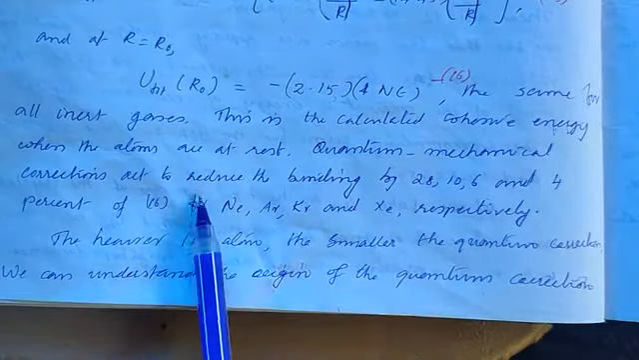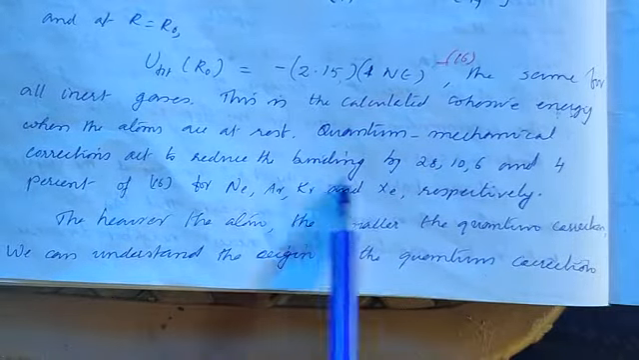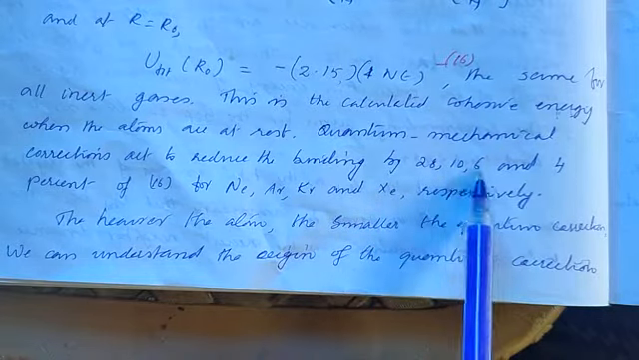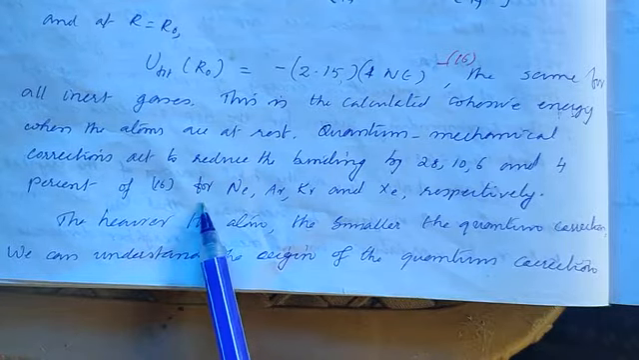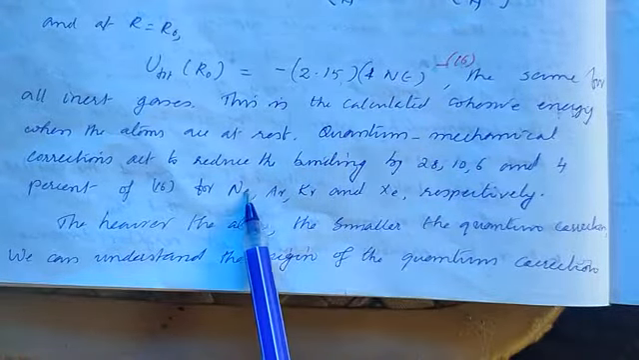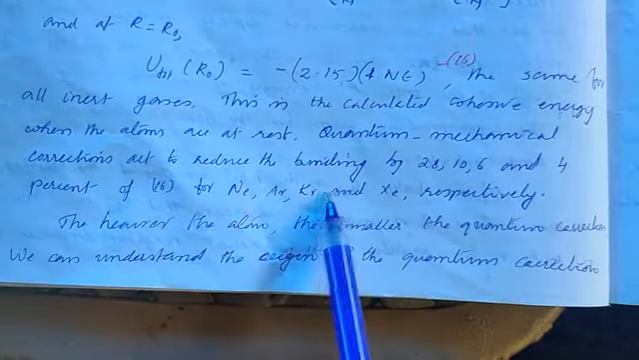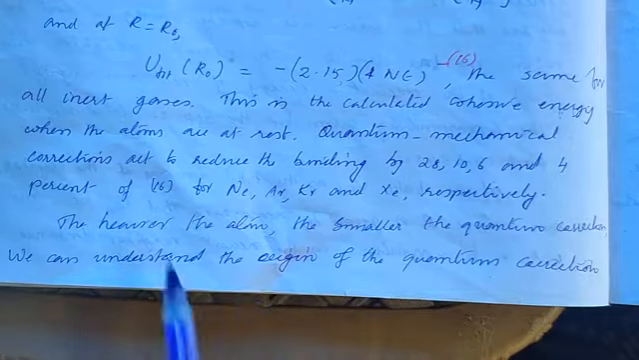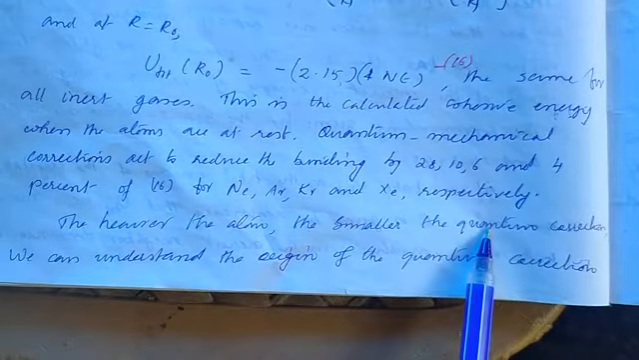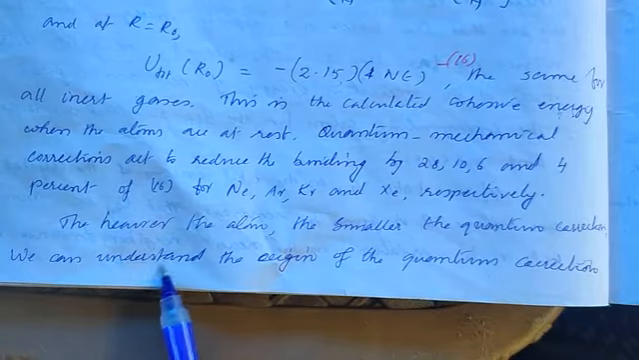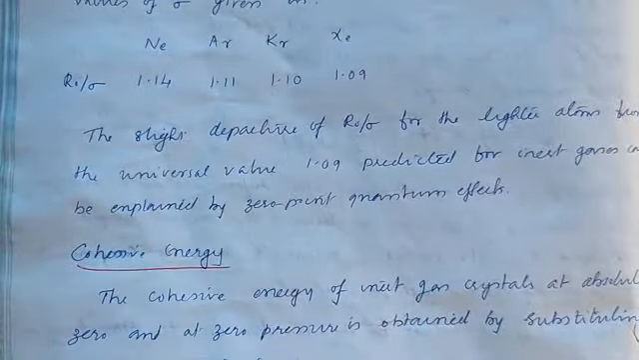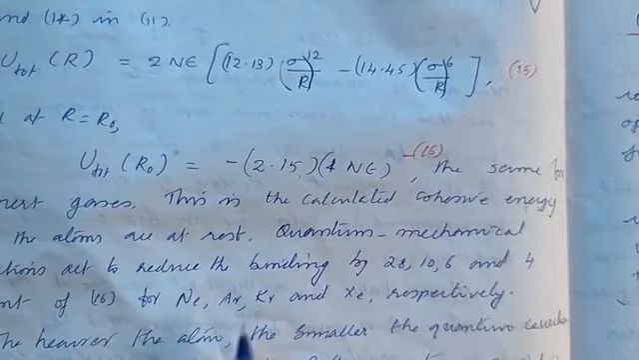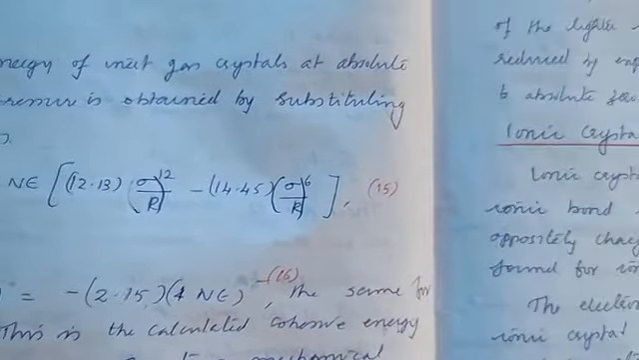Quantum mechanical corrections act to reduce the binding by 28, 10, 6 and 4 percent of equation 16, that is this equation, for neon, argon, krypton and xenon respectively. So the heavier the atom, the smaller the quantum correction. We have seen that the correction is larger for lighter atoms, so it is clear that the heavier the atoms, the smaller the quantum correction becomes.